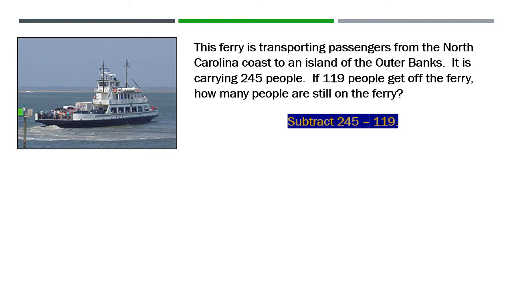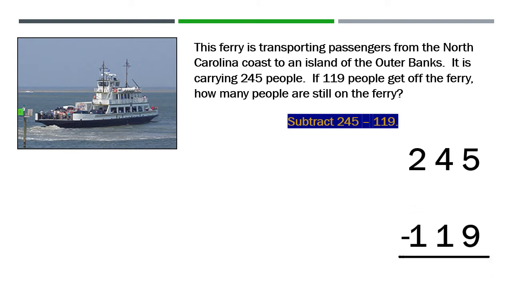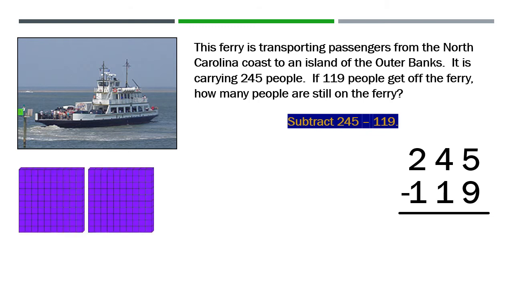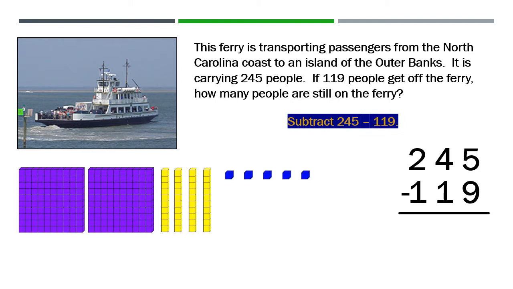So let's take a look at what this problem looks like when we write it vertically. 245 minus 119. Now, let's take a look at 245 represented with base 10 blocks. We have 2 hundreds blocks, 4 tens blocks, and 5 ones blocks. And we are going to take away 119 from that.